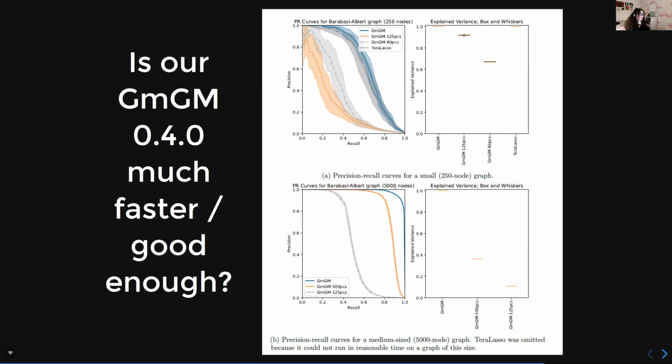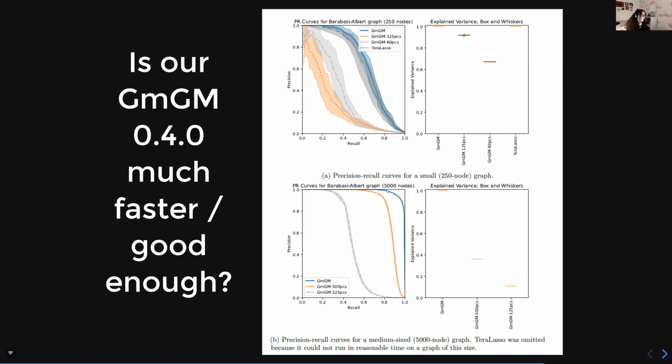The situation changes when we have a much larger graph, and here we can't show TeraLasso because it couldn't run, as it would take a very, very long time to run. And those are the results that we get.